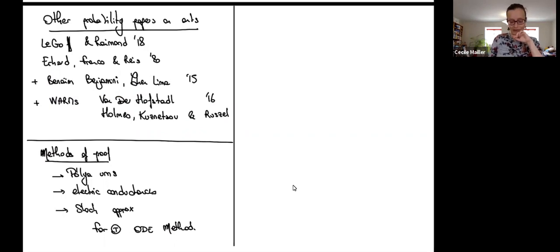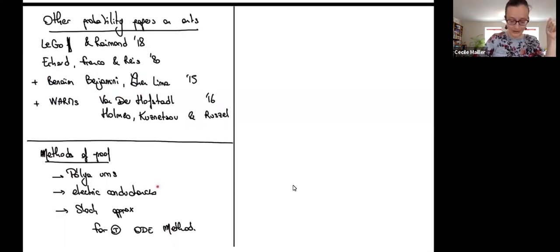Let me tell you about the methods of proof. We use basically three tools. We use Pólya urns, which shouldn't be surprising if you know my other papers and my PhD thesis. We use electric conductances. This is just a method to calculate probabilities for random walks on weighted graphs. You can look at the book of Lyons and Peres, where this is very well explained, but it's a very convenient tool for us.